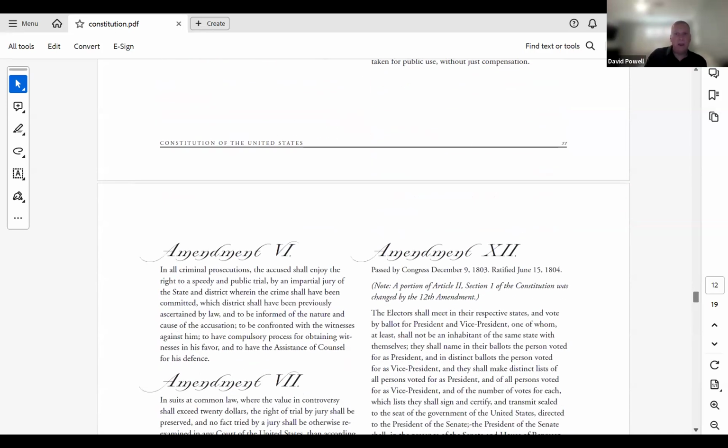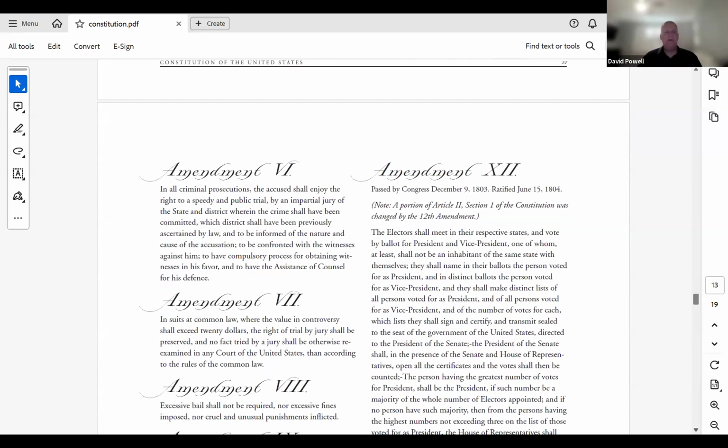Clearly, it was too late to help Mr. Palko, but it just gives you an example of how the incorporation of some of these rights took a long time to include the state government level.